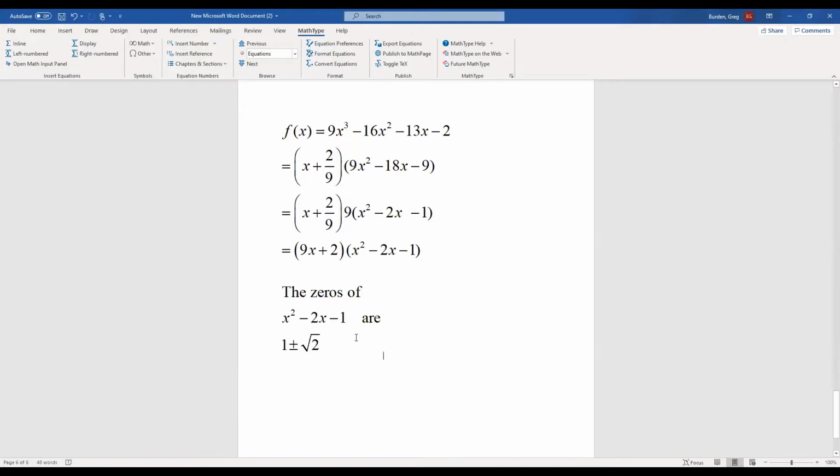So what we know here about our polynomial, 9x cubed minus 16x squared minus 13x minus 2, well, if I look at the degree, it's third degree. The lead coefficient is positive. And so based on that, I know the right tail is going to go up, the left tail is going to go down. It's going to have a y-intercept of -2, which we can figure out from this thing right here. If you plug in f of 0, you get -2. And the x-intercepts are -2/9, which we worked out earlier, and 1 plus square root of 2, 1 minus square root of 2.